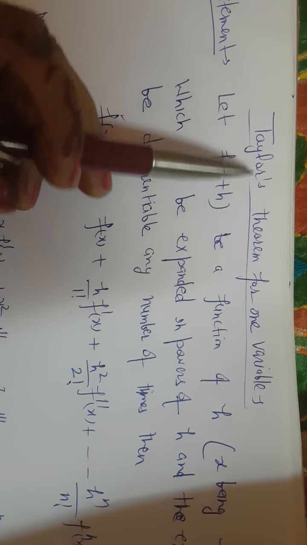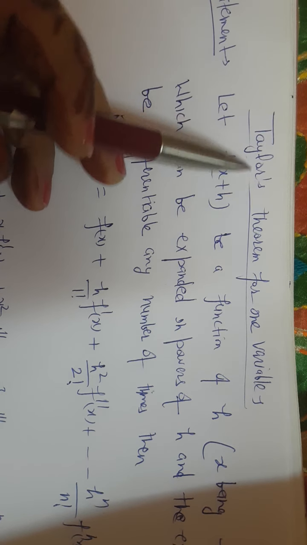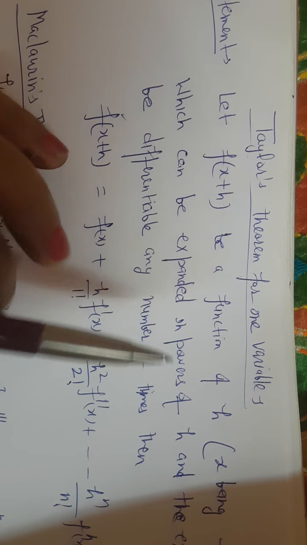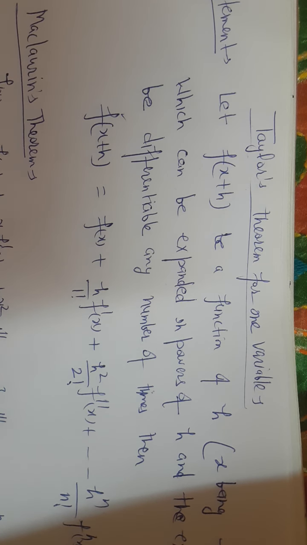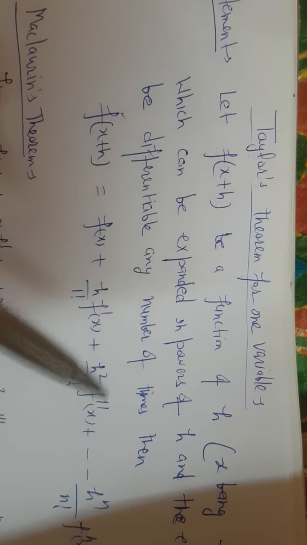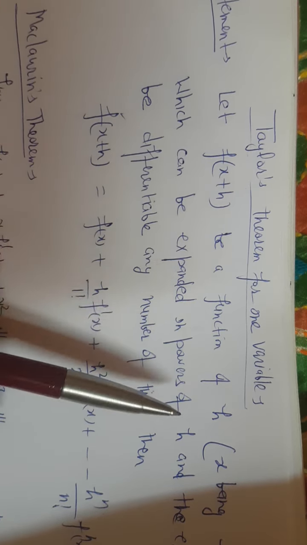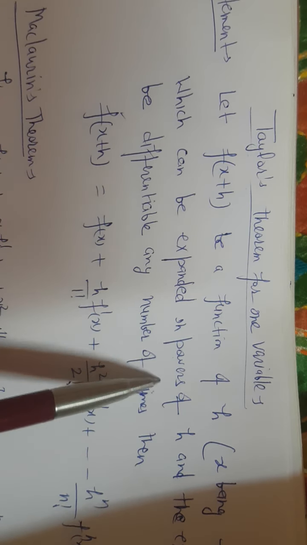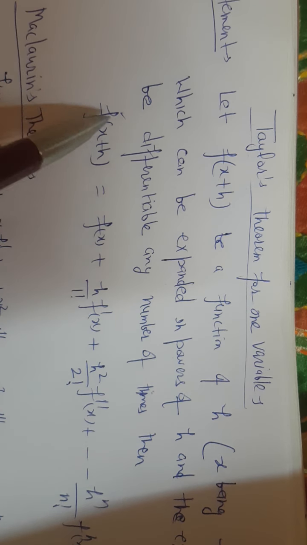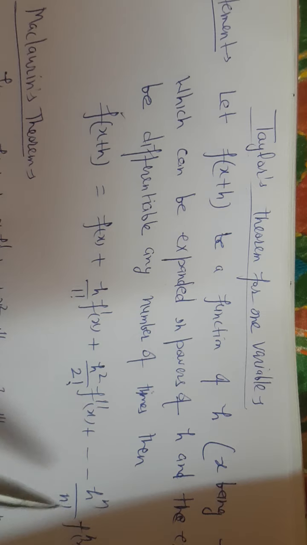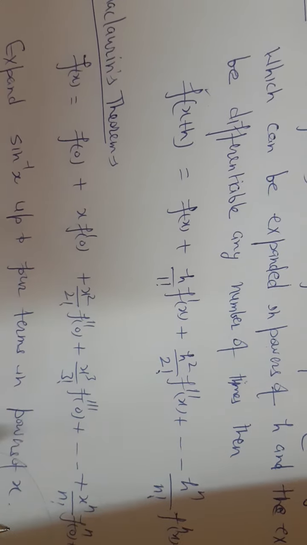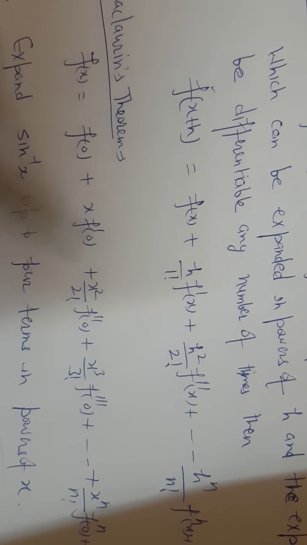This series is nothing but the Taylor series. It is given by Taylor, so it is named the Taylor series. The Taylor series is the expansion of a function, for one variable and two variables. In one variable it is a function of h where x is independent of h, in powers of h, and the function must be differentiable any number of times. It is a series, meaning it has an infinite number of terms, so it can be expanded any number of times.